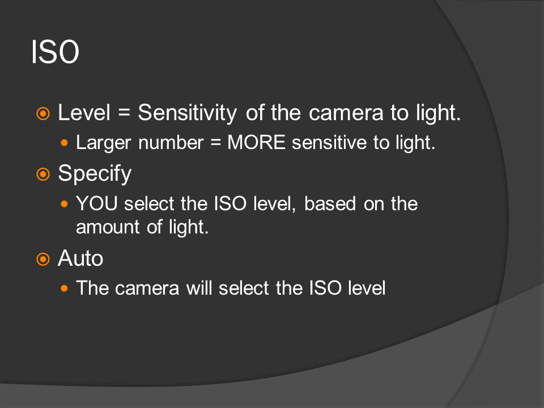Specify. You can select the ISO level based on the amount of light and how sensitive you want the camera to be. Auto. The camera will select the ISO level. So in this sense, it works just like the other auto exposure functions in the camera.